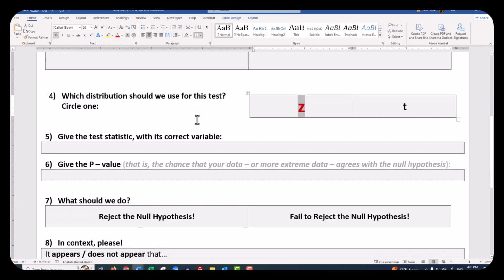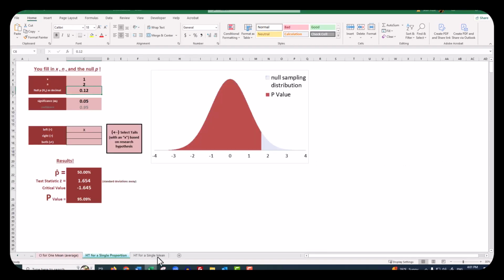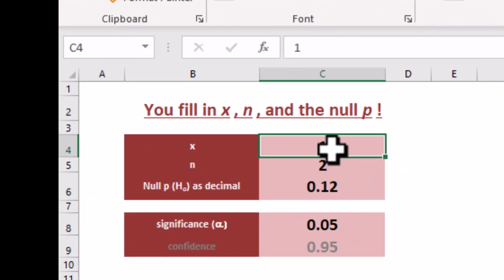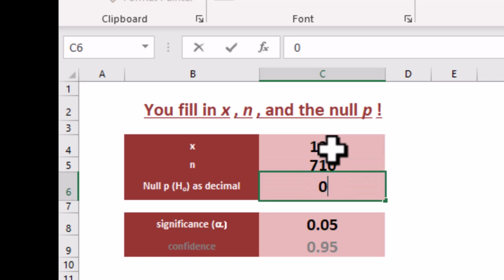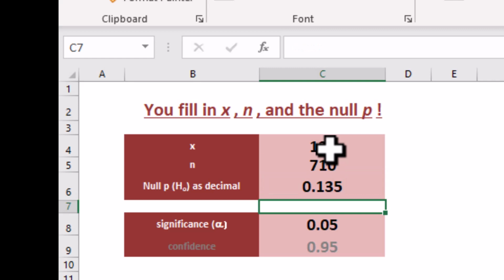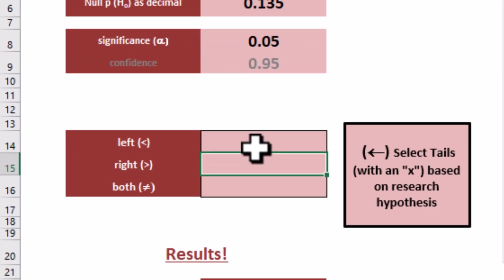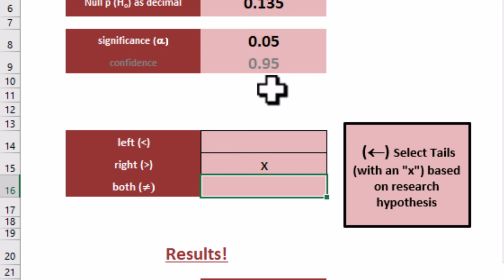Test statistic and p-value. This is where your Excel calculator comes in. So we're going to go back over to here, and we're going to fill in everything we need. We know that we had 121 out of 710, and we're comparing it against a null hypothesis of 0.135. Significance and confidence leave exactly as they are. The only thing left to change is the type of tails. We're not looking at a left tail. We're looking at a right tail, because we are trying to see if the rate of appetite loss is greater.